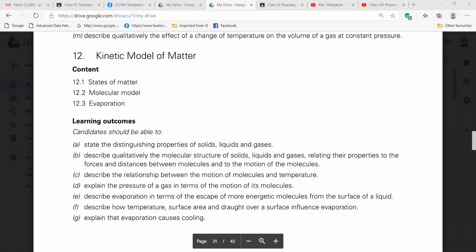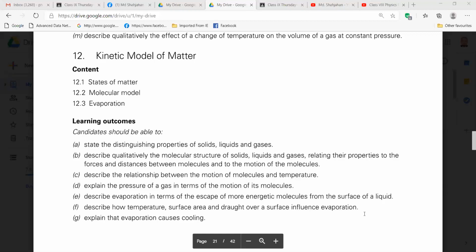Can you read the learning outcomes? Yes, sir. State the distinguishing properties of solids, liquids, and gases. Describe qualitatively the molecular structure of solids, liquids, and gases, relating their properties to the forces and distances between molecules and to the motion of the molecules. Describe the relationship between motion of molecules and temperature.